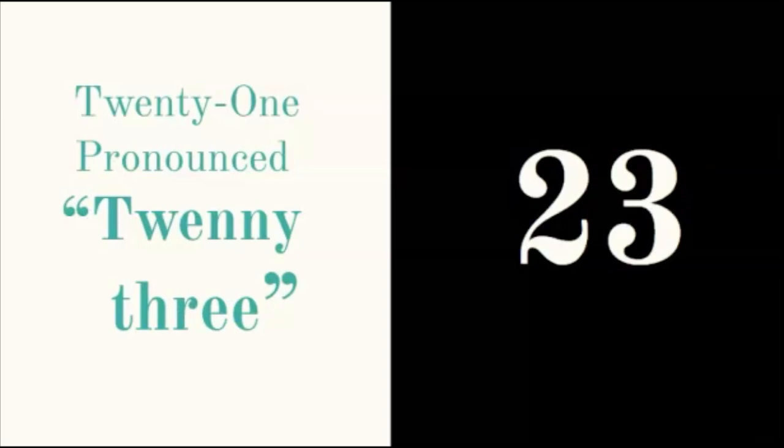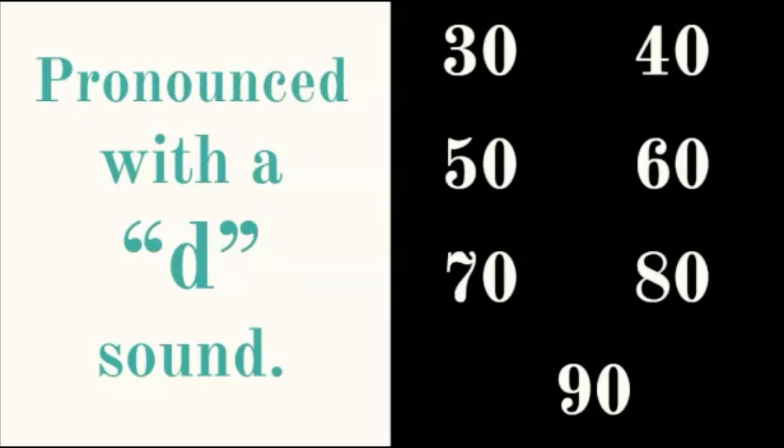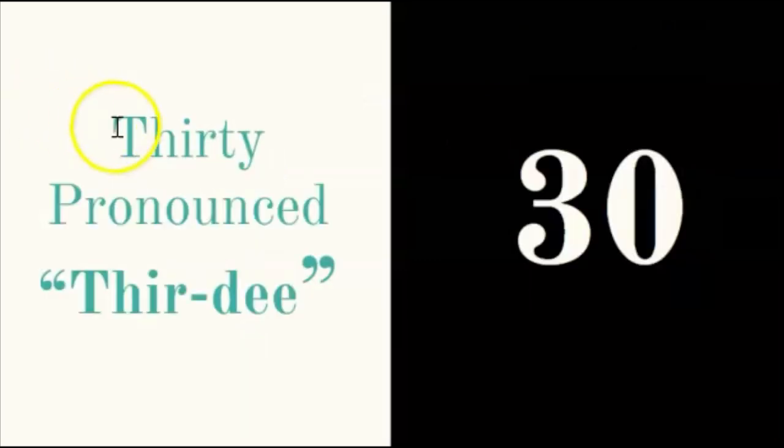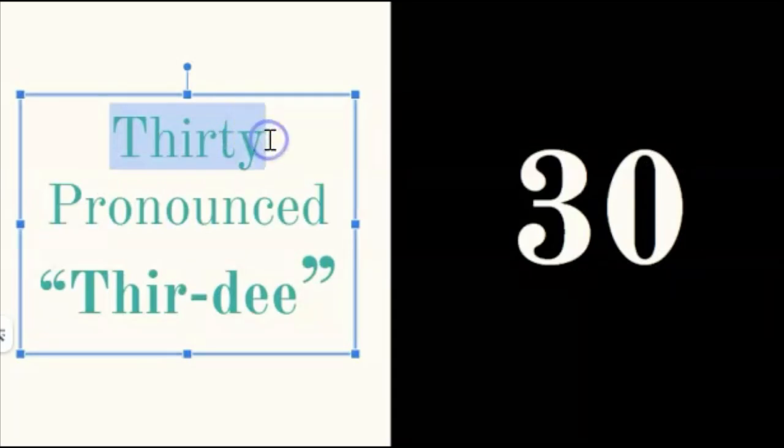So it would be 24, 25, 26, 27, 28, 29. And then we get to the tens, or the 30, 40, 50, 60, 70, 80. With these numbers, we are going to pronounce with a D sound. So even though the number 30 is spelled with a T, the first one is TH together, with the tongue between the teeth. The second T is actually going to be pronounced with a D sound.